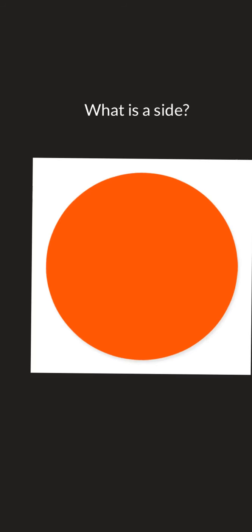In this trapezium, you can see here are our sides. We have got four straight lines. So here are our sides. In this square, you can see we have got four straight sides. Four sides. How many sides does a circle have? Remember what a side is. A side is a straight line. This circle doesn't have any straight lines, so it has 0 sides.